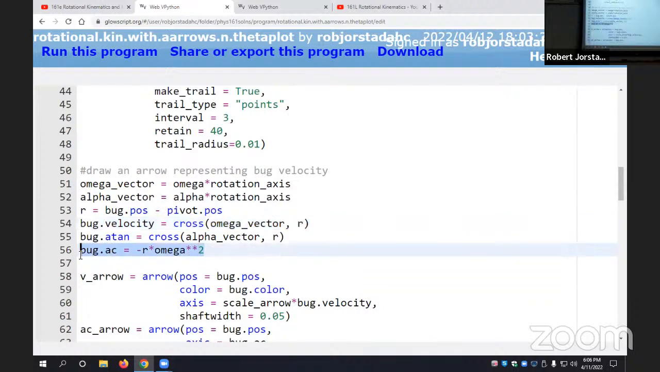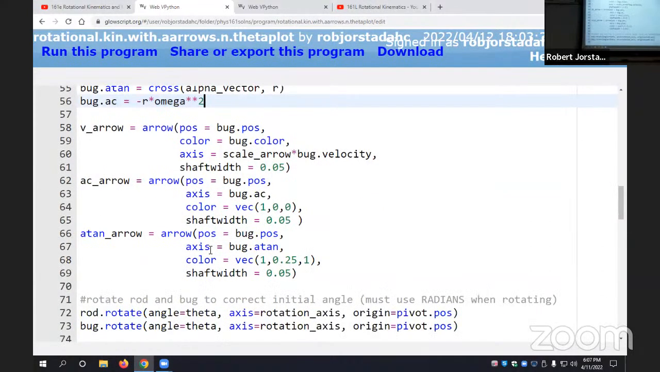Notice this term right here is actually a scalar. That's bad coding on my part, but I was in a hurry, right? This is a vector. This is a vector. Why would I make this a scalar? I feel bad. I should basically say, whatever. I'll show you what I did down here.